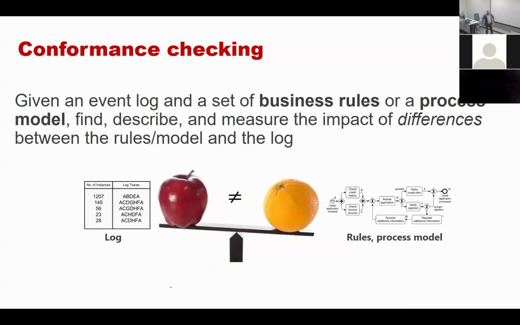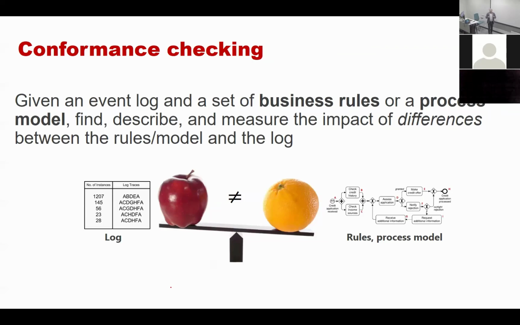Let me start by first defining what is conformance checking. In conformance checking, you are given as input the event log representing the executions of the tasks in a business process during a certain period of time, for example, a 1-year period. And you are given a set of business rules, or possibly, in some cases, an entire process model that tells you how this process should normally be executed.